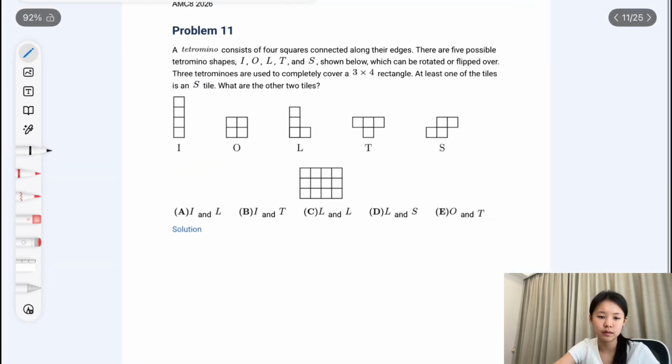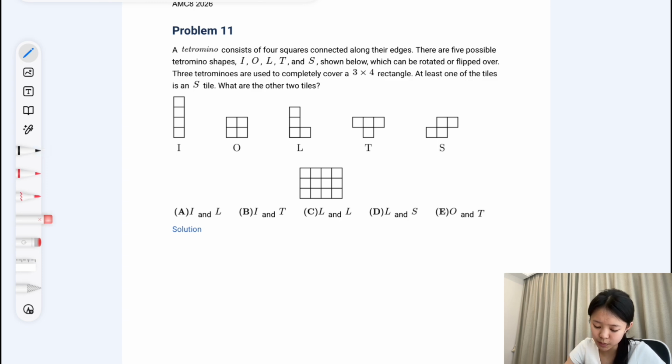Question 11. A tetromino consists of 4 squares connected along their edges. There are 5 possible tetromino shapes, which are shown below, and they can be rotated or flipped over. These 3 tetrominos are used to completely cover a 3 times 4 rectangle. At least one of the tiles is an S tile. What are the other 2 tiles?